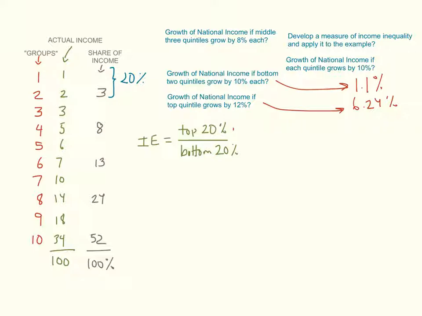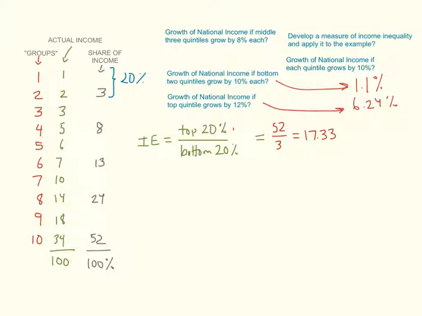So before we have any growth, you can see what the answer is. The top 20% make 52%, and the bottom 20% made only 3%. So if I put these numbers in here, you will have 52 divided by 3, which happens to be 17.33. There you have it. So this 17.33, that's a measure of income inequality.